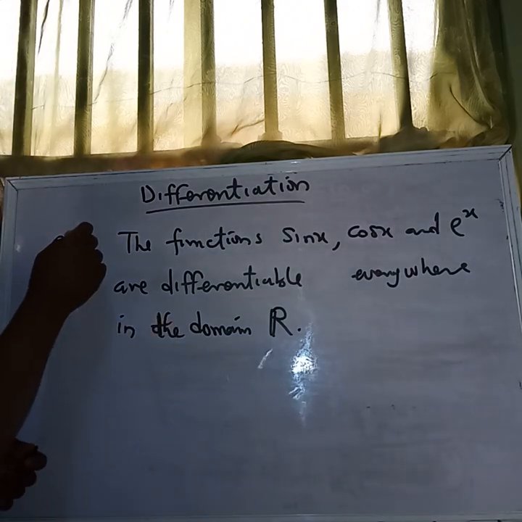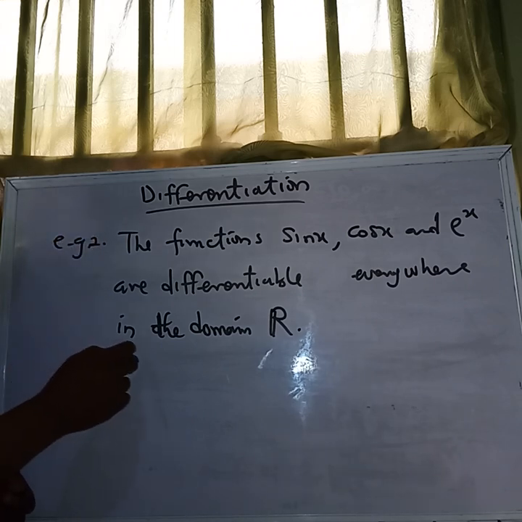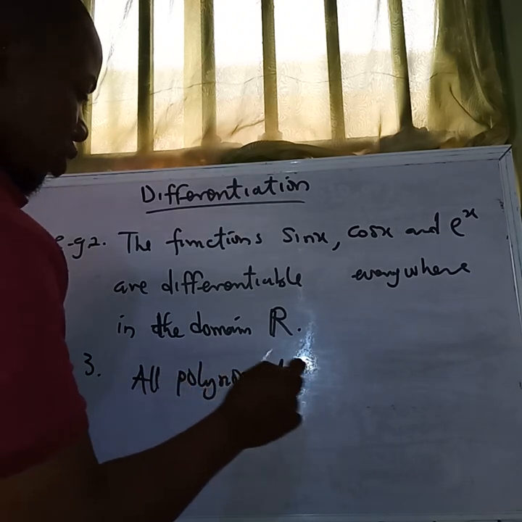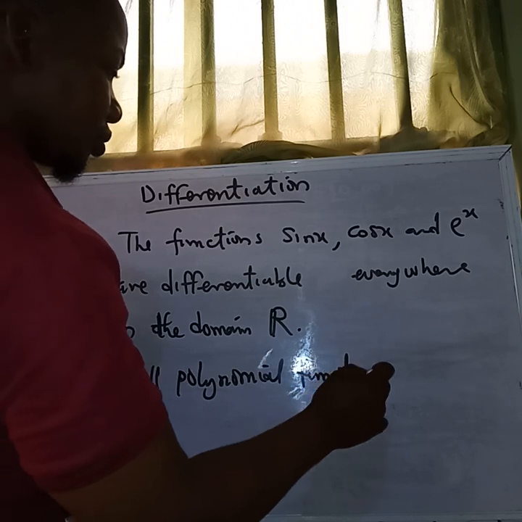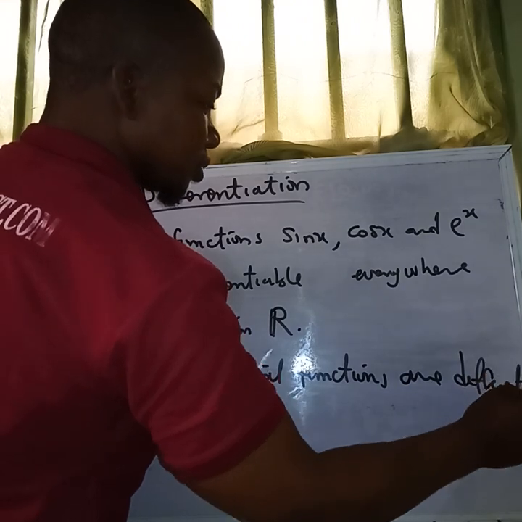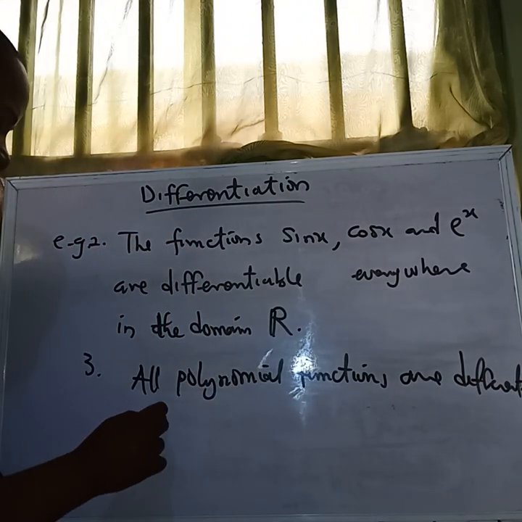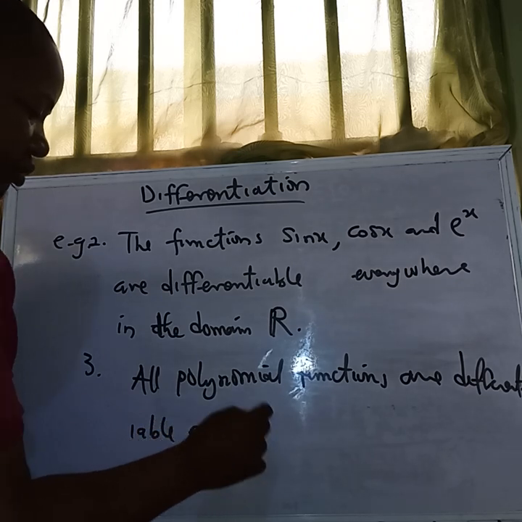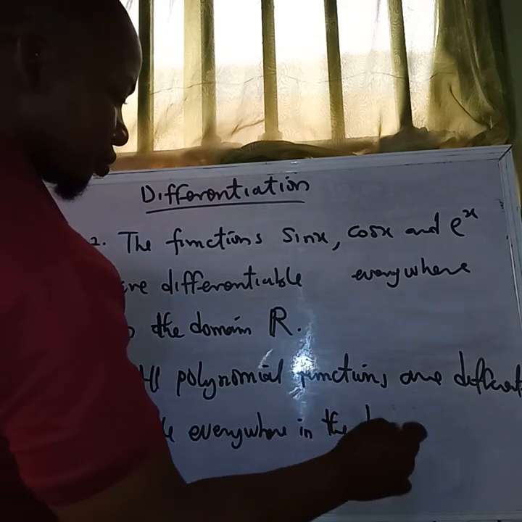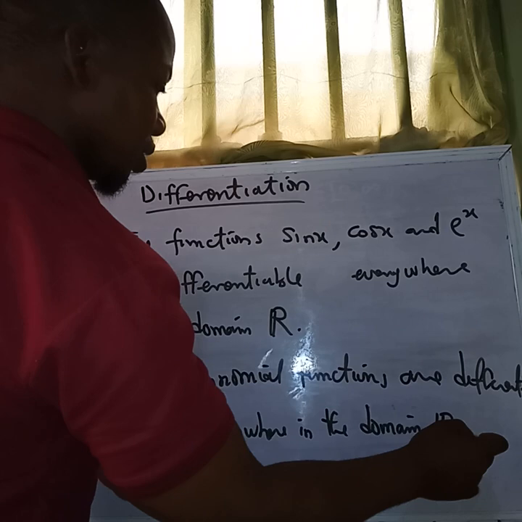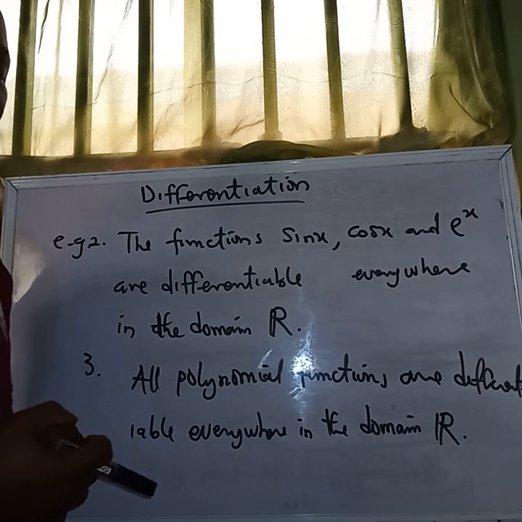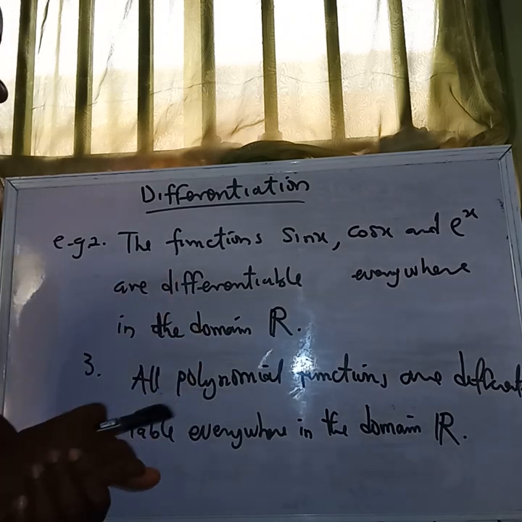So examples of functions that are differentiable everywhere are all polynomial functions. Let's say this is example 2 and let's have 3. All polynomial functions are differentiable everywhere in the domain R. One can think of any polynomial function depending on the choice of the degree, and all of them are differentiable everywhere.